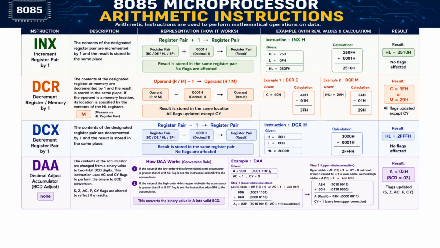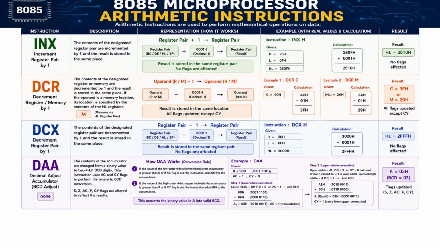There are two rules. Rule 1. If the lower 4 bits, also called the lower nibble, are greater than 9, or if the auxiliary carry flag is set, then the processor adds 06H to the accumulator. Rule 2. After that, if the upper 4 bits, the upper nibble, become greater than 9, or if the carry flag is already set, then the processor adds 60H. This converts a binary value into a valid BCD number.